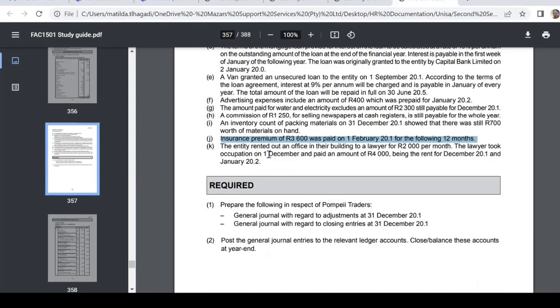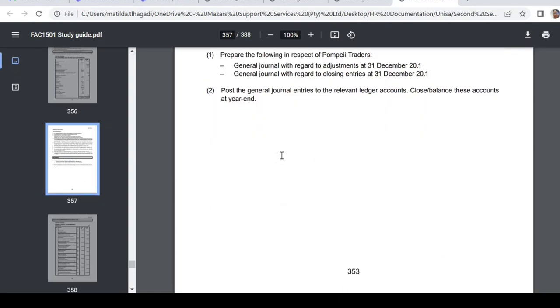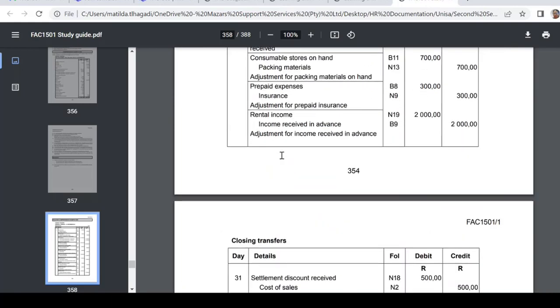The entity rented out an office in their building to a lawyer for 2,000 per month. The lawyer took occupation on the 1st of December and paid an amount of 4,000, being the rent for December and January. So this is income received in advance of 2,000. Yes.